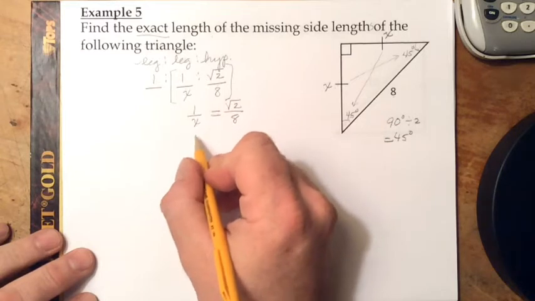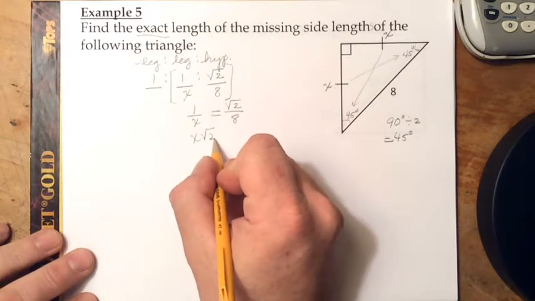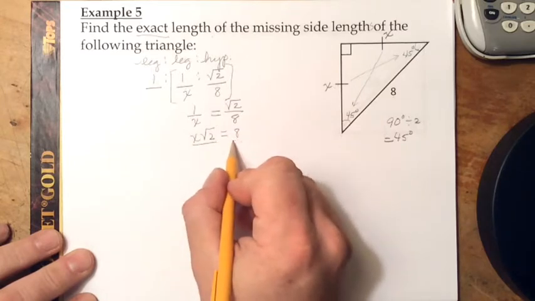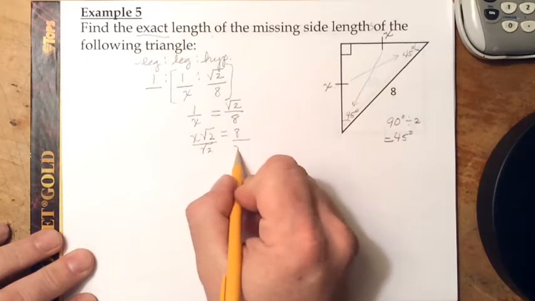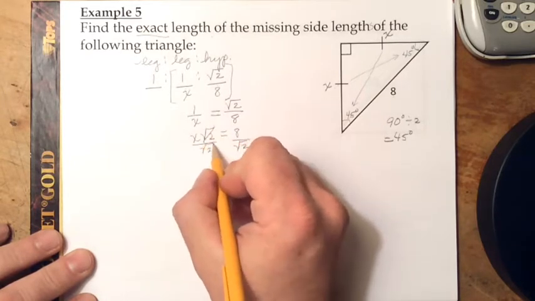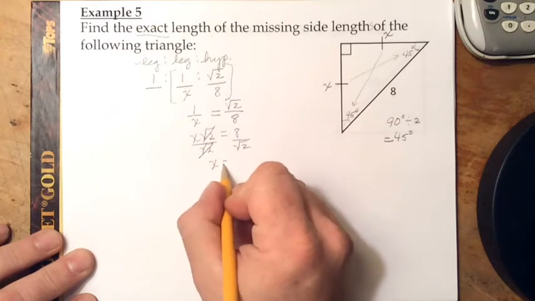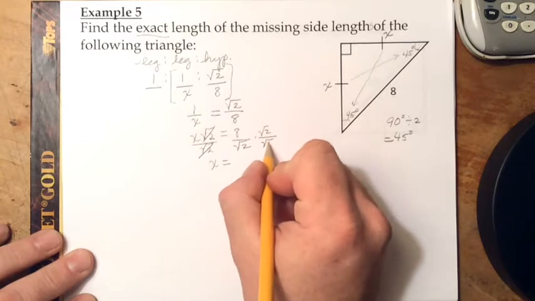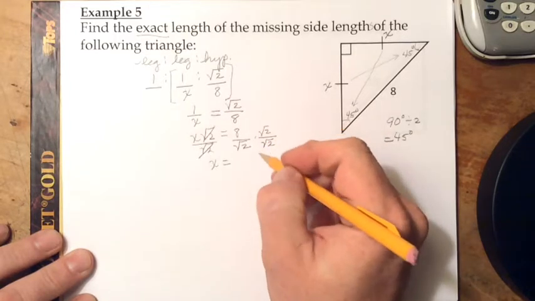Cross multiply, we get x times the square root of 2 equals 1 times 8 is 8. Divide both sides by the square root of 2. The square root of 2's divide out there, and x equals 8 over root 2. We need to rationalize this by multiplying by a form of 1, root 2 over 2.